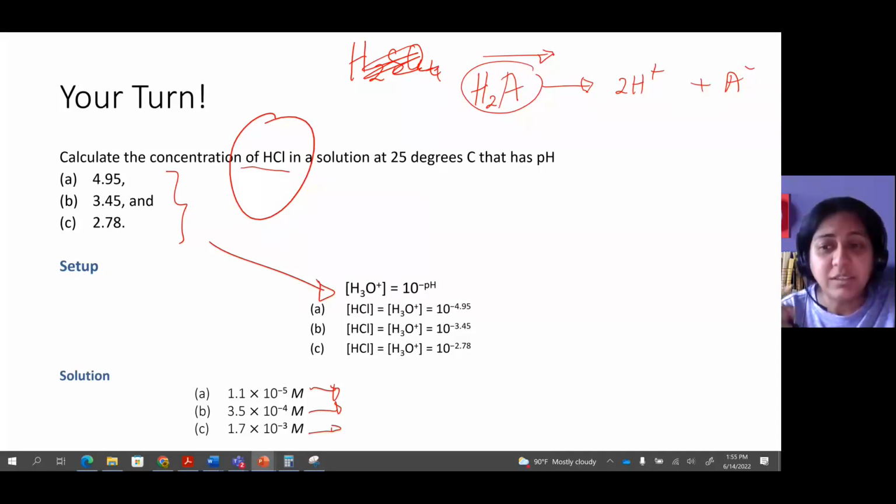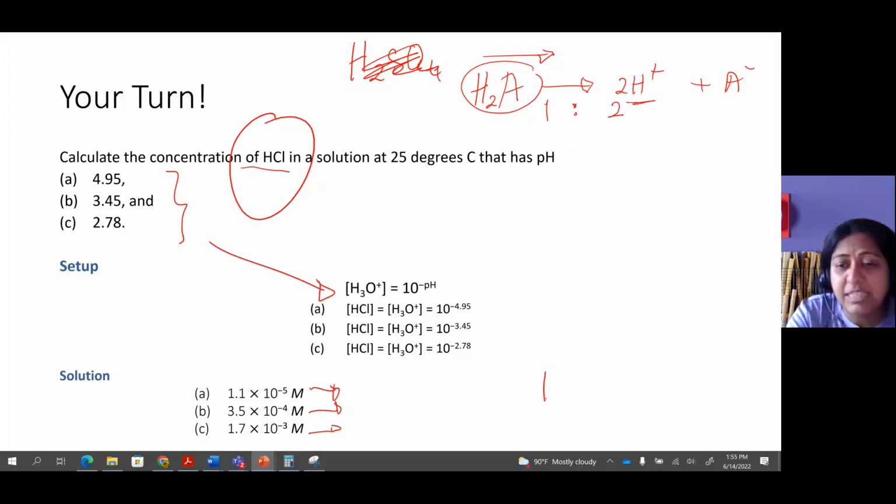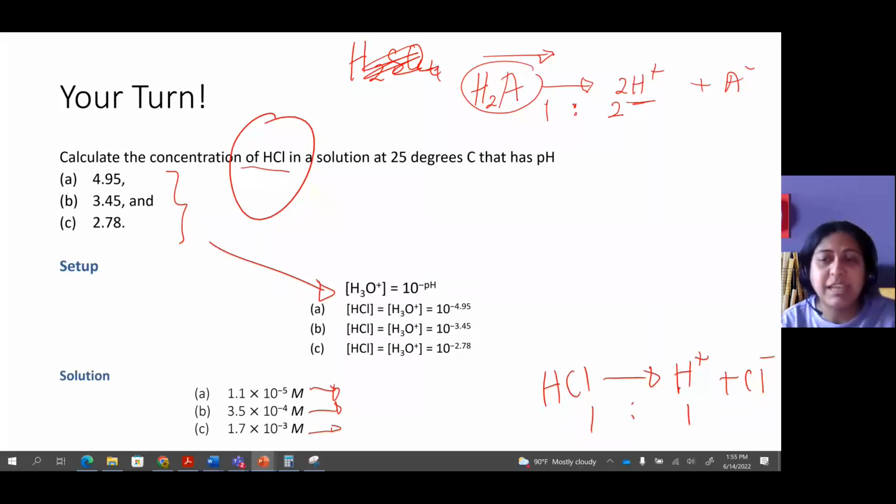The initial concentration of the acid would be half of the concentration of the H plus ions, because it depends on the stoichiometry of the balanced chemical reaction. In HCl, we didn't need to worry about that because HCl is a monoprotic acid, so it releases only one H plus. So this is 1 to 1. It exactly equals the initial concentration of the acid.